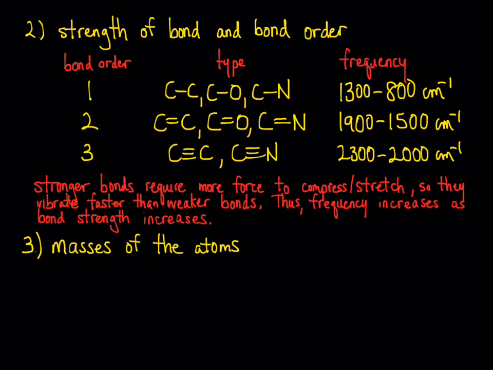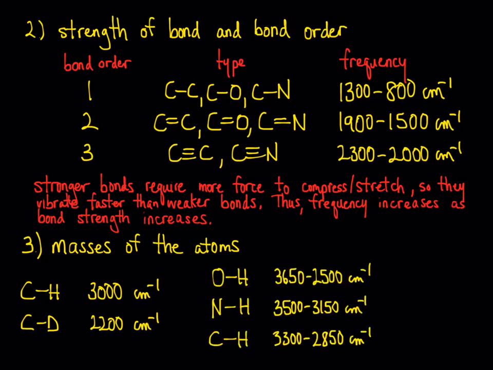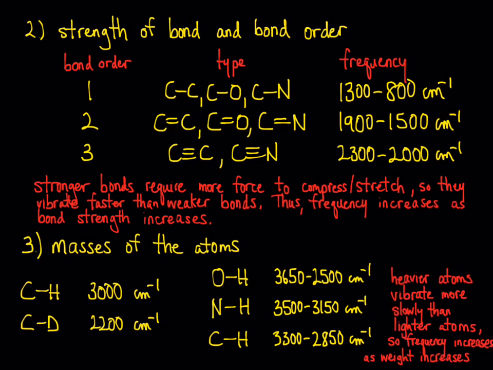A third factor is the masses of the atoms. If we consider the CH versus C deuterium stretch, we see that the CH stretch is much more energetic than C deuterium. Hydrogen is a small atom and can vibrate much faster than larger atoms. We see this hold true for other atoms bound to hydrogen as well. Oxygen-hydrogen, nitrogen-hydrogen, and carbon-hydrogen bonds have high vibrational frequencies. Thus, heavier atoms vibrate more slowly than lighter atoms, so frequency increases as weight decreases.